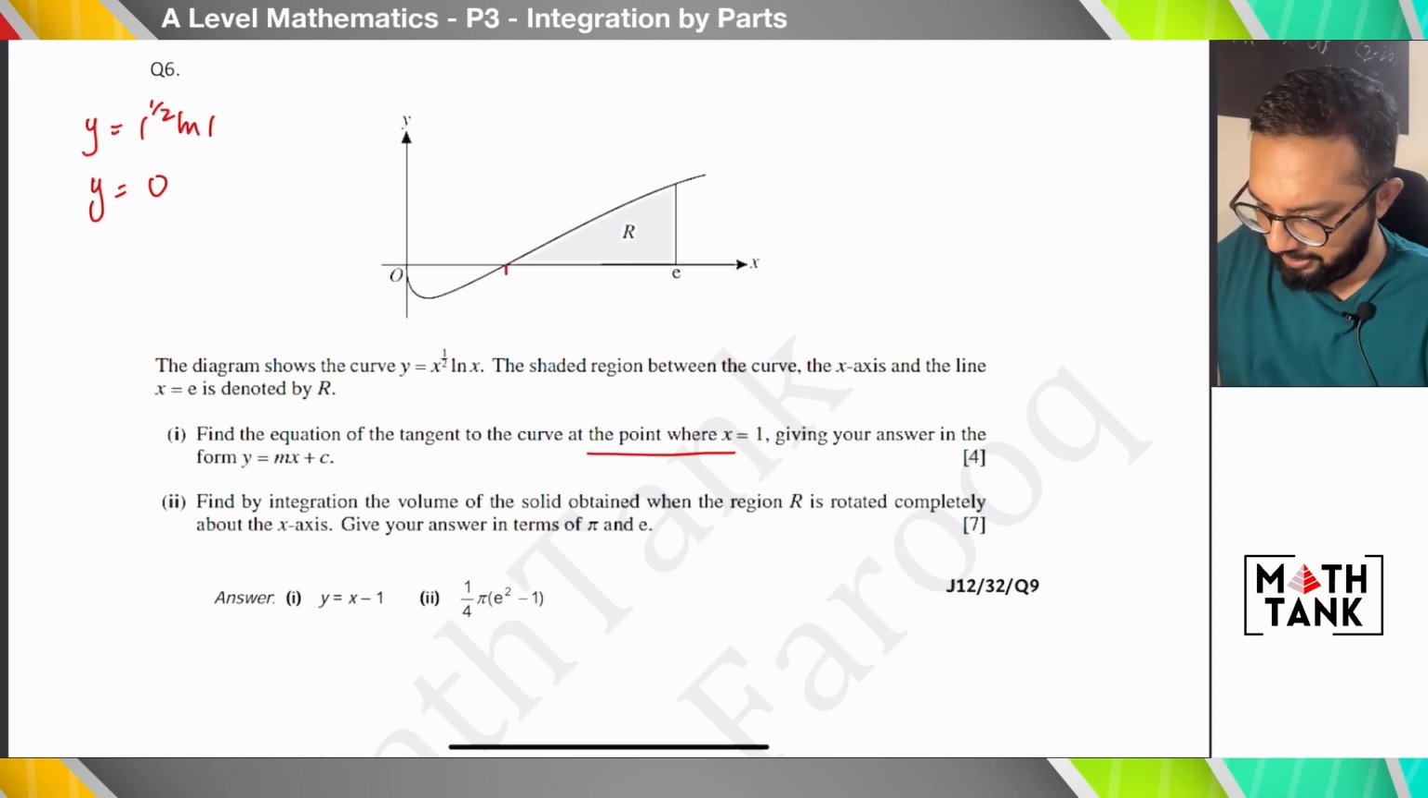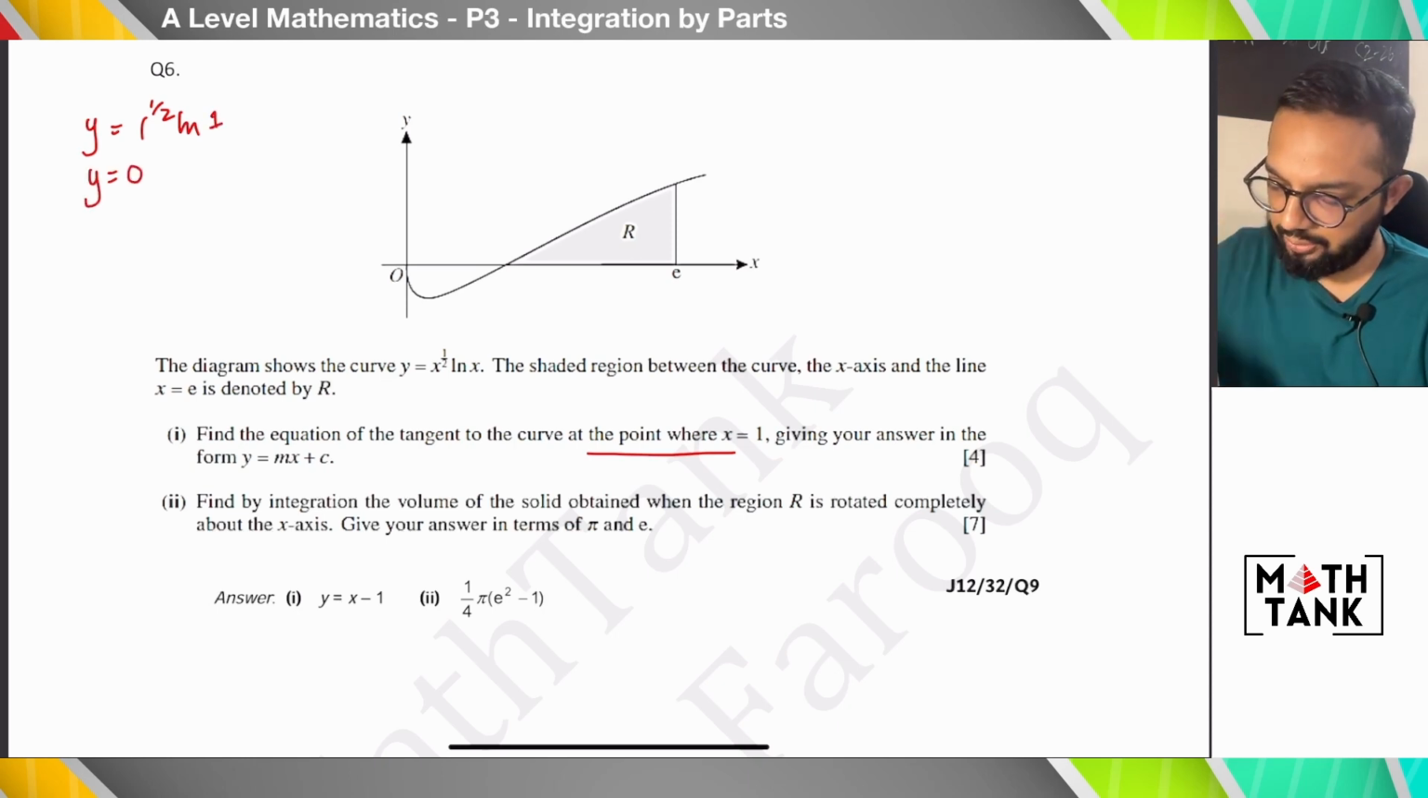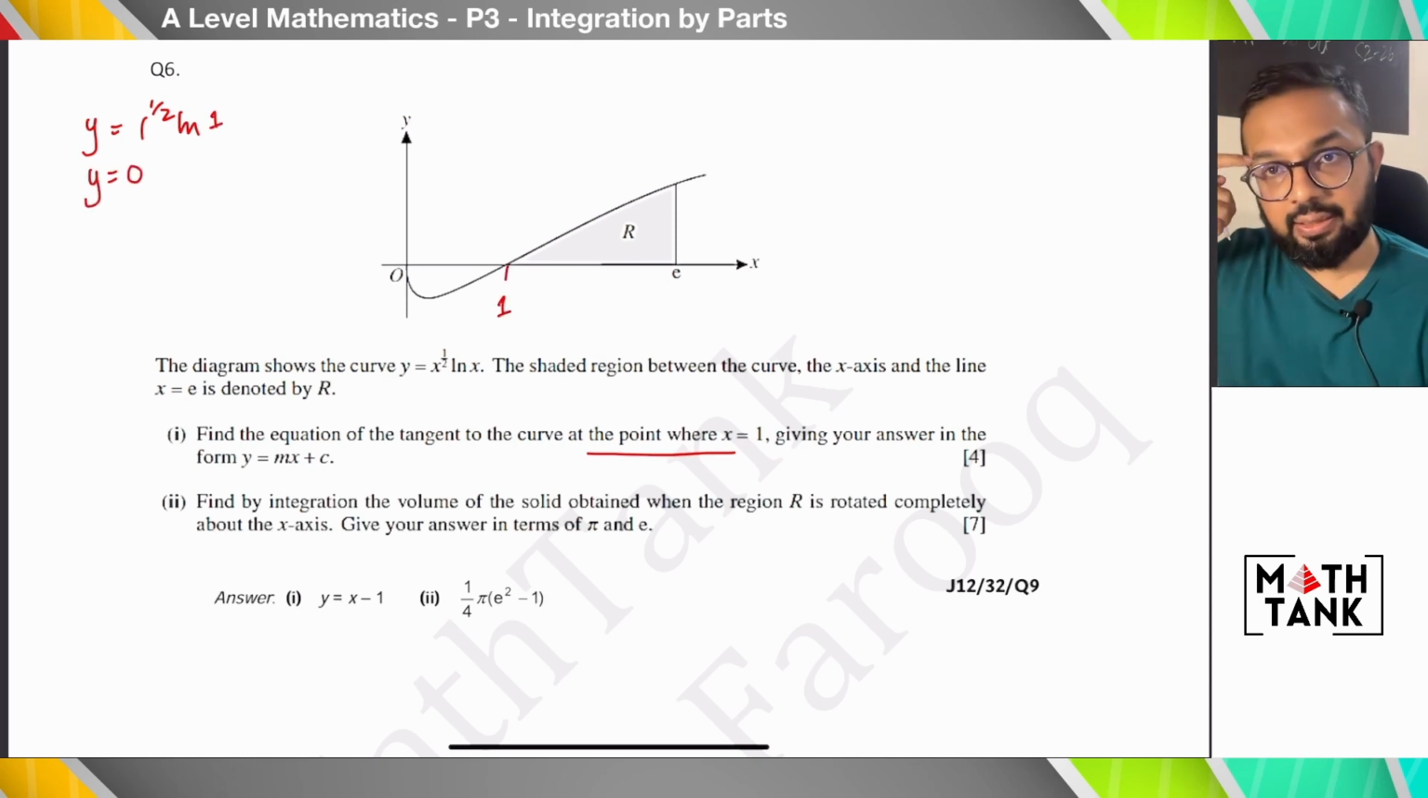So this is probably 1. And at the point where x equals 1, giving your answer in the form y equals mx plus c. No, I think I made a mistake somewhere. Okay, no, this is fine. Y equals 0. This should be 1. That's the x-intercept of the line as well. So that makes the calculation a little easier for me.